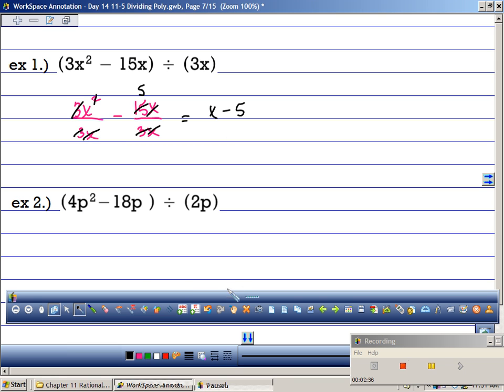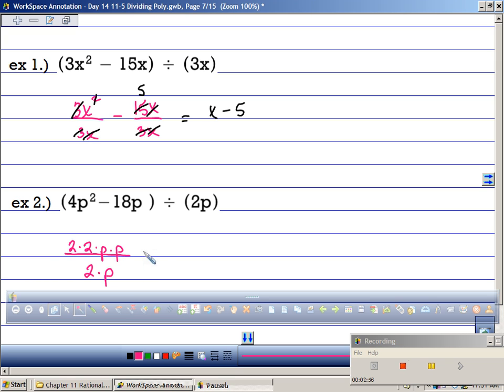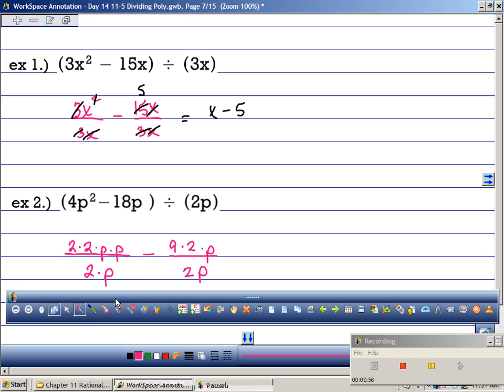We did. Okay, well, let's just look at them again really quick. So we have 4p squared, but I'm going to factor it as I go. Divided by what? 2 times p. Minus, I'm going to say 9 times 2 times p. I just think it's a lot neater like this.